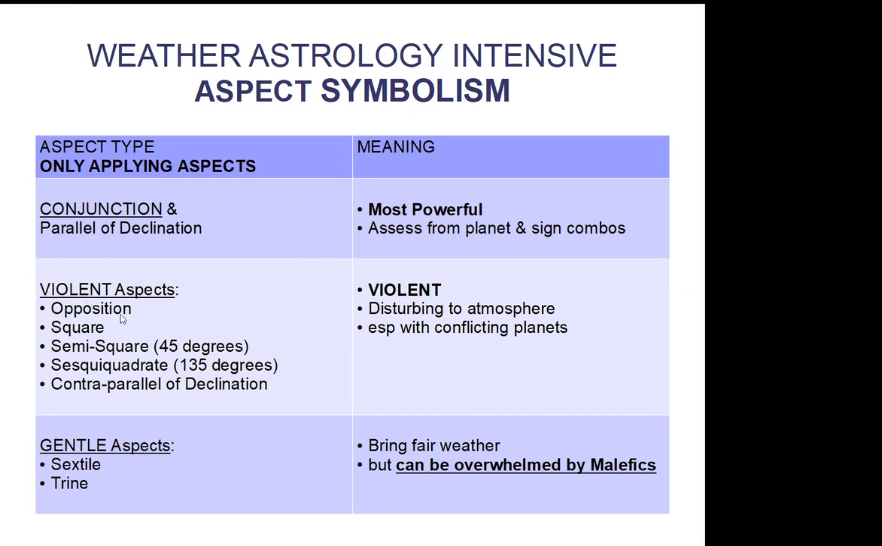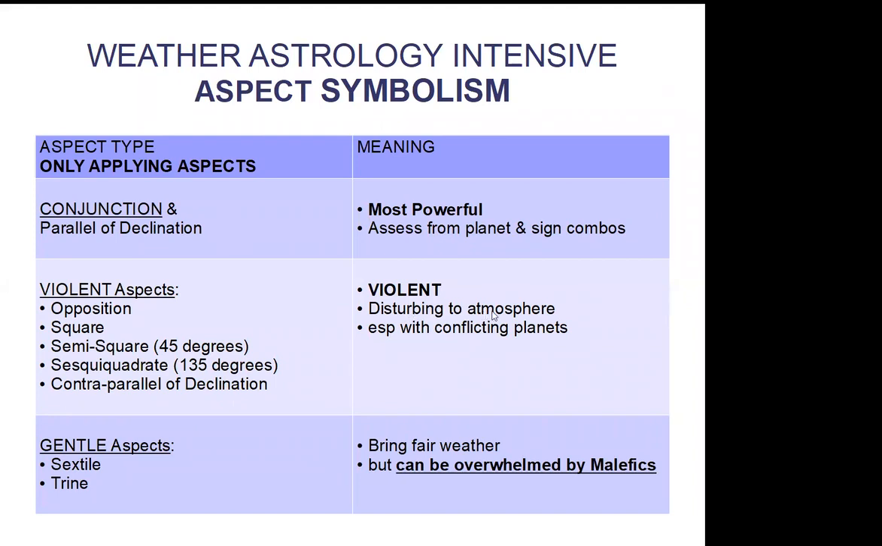Violent aspects are all the harmful ones: opposition, square, semi-square, sesquiquadrate, and the contraparallel of declination. That is, for instance, if one planet is at 15 degrees south of the equator and another planet is at 15 degrees north of the equator, that's called a contraparallel, and it's like an opposition. The parallel, they'd both be at 15 degrees south of the equator.